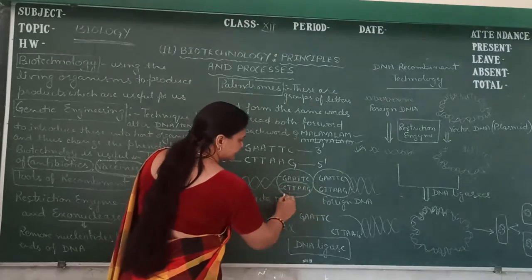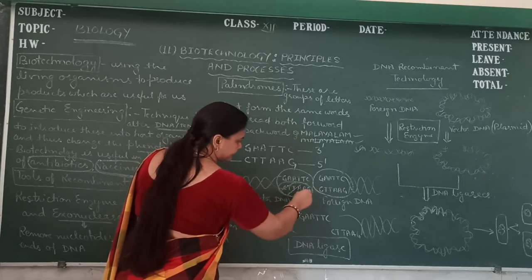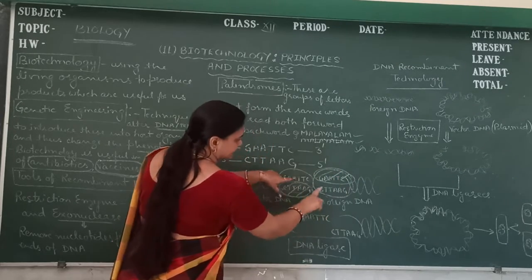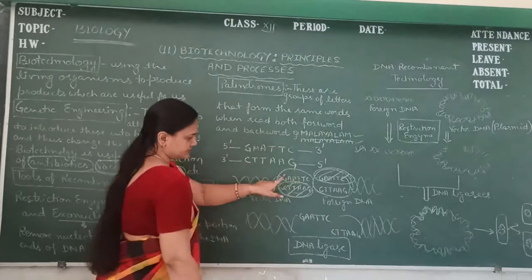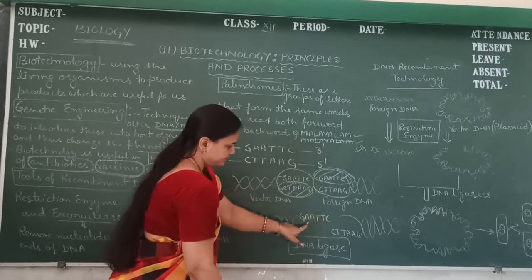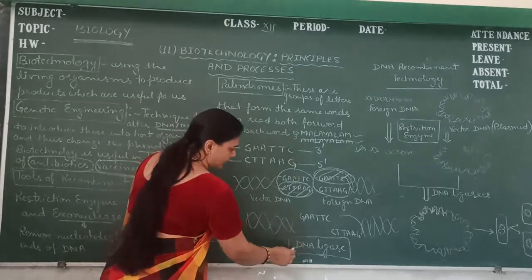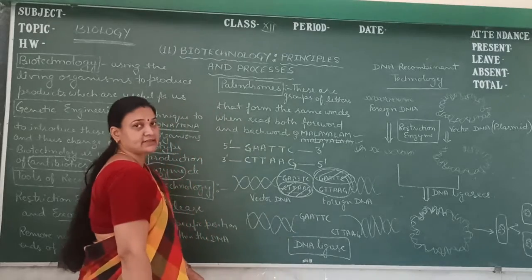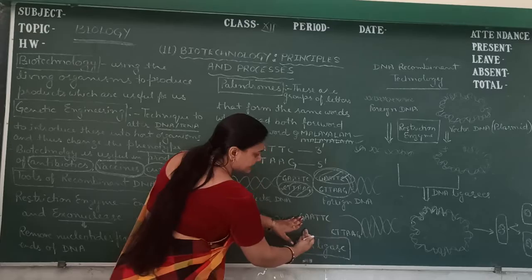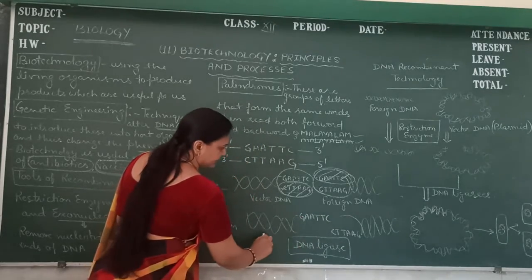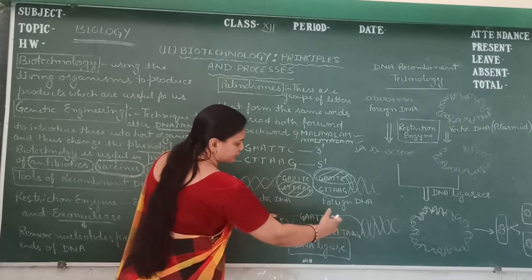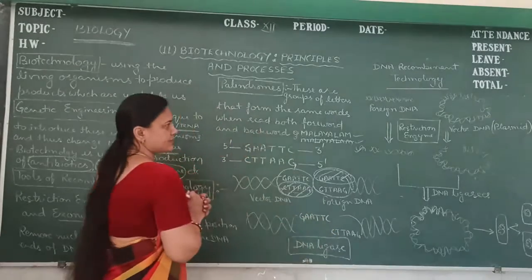And you can see here this sequence is cut, and here this sequence is cut. And these are known as the sticky ends. This is the sticky end of vector DNA, and this is the sticky end of foreign DNA. And now with the help of the enzyme DNA ligase, it can join the sequences. So vector and foreign DNA segments can be joined with the help of DNA ligase.